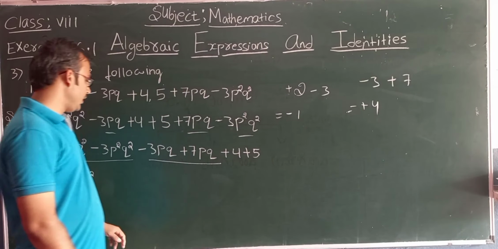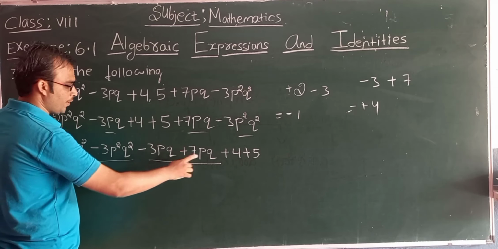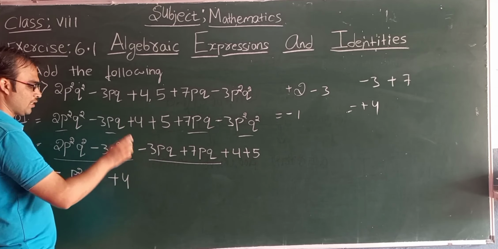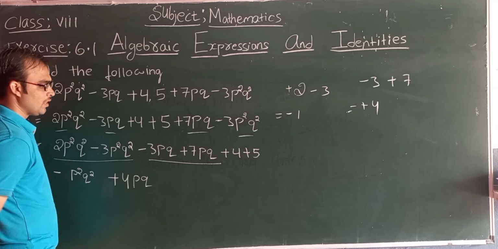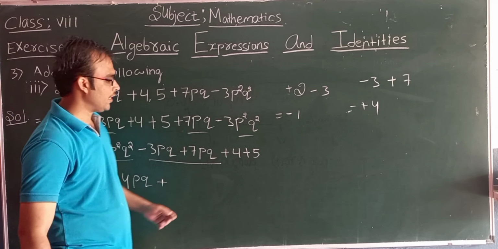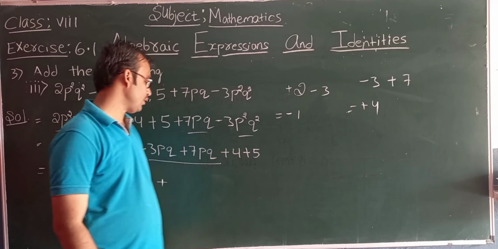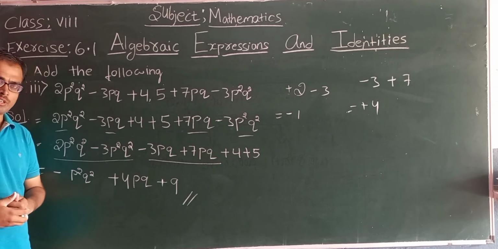Okay, so here neglect the variable part. So minus 3 plus 7 is what, students? Plus 4. And you have to write this variable part. Okay, and now the constants. So plus 4 plus 5 is what? 9. Okay, so this is the solution for the given problem.